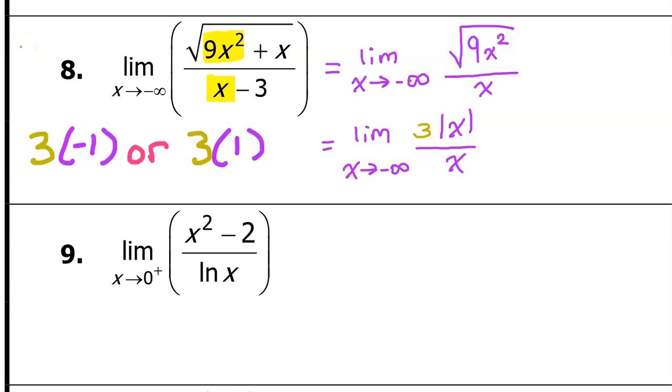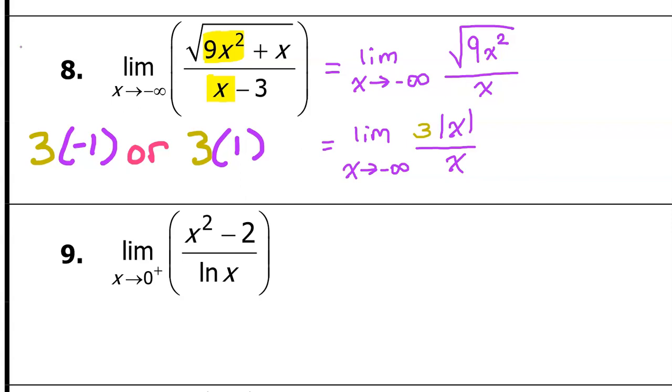Including the 3 in there, this limit will either be 3 times -1 or 3 times +1. In other words, -3 or +3. But as x approaches -infinity, will this expression approach +1 or -1? I'm talking about the purple part.